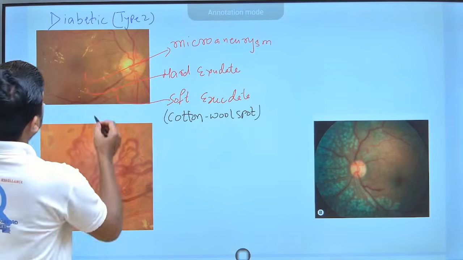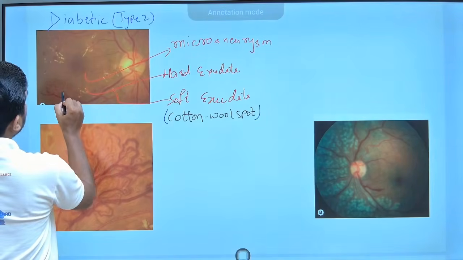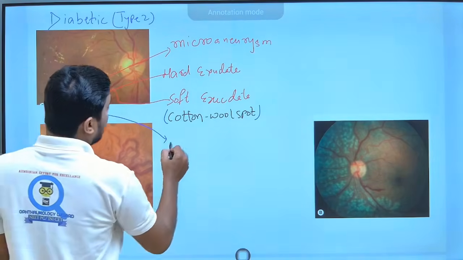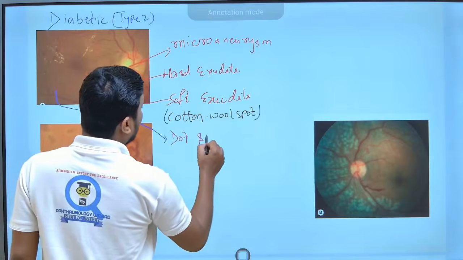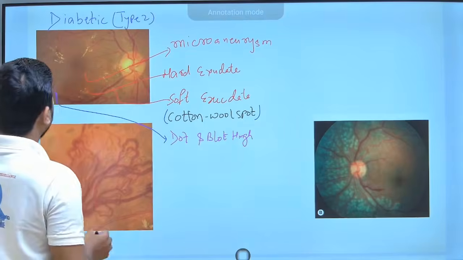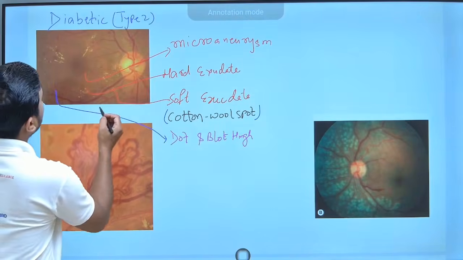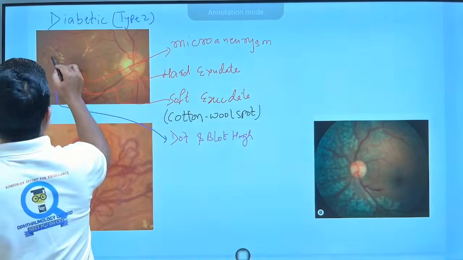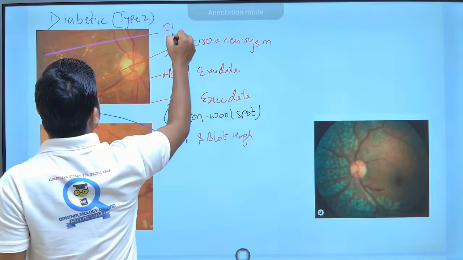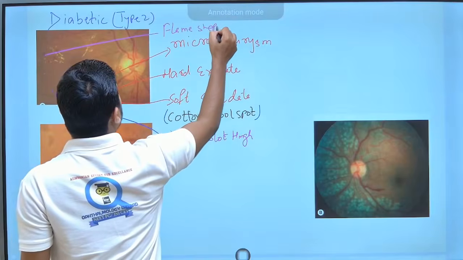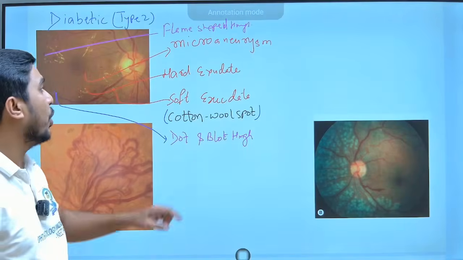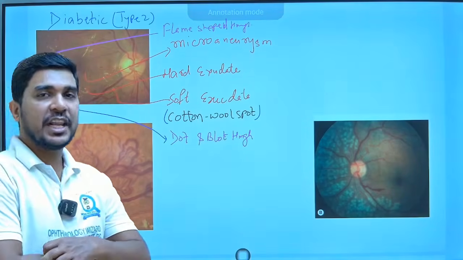Secondly, if you see here, there is a deep dot and blot hemorrhage. Also, if we have a spread-like thing, where is it? Look here, if you look here, this will be a flame shaped hemorrhage. Why have I written this in this sequence? Because I will tell you the feature of each and everything.